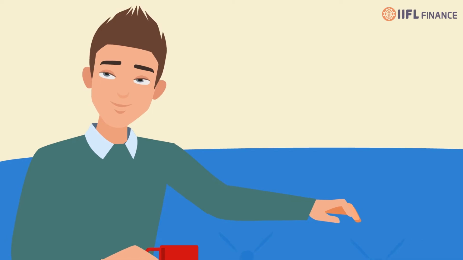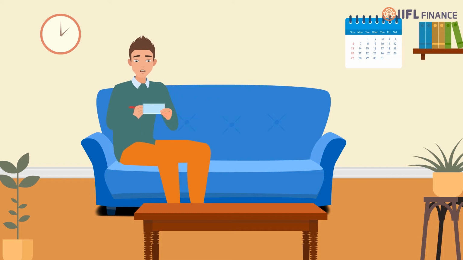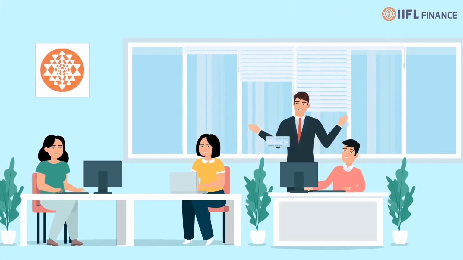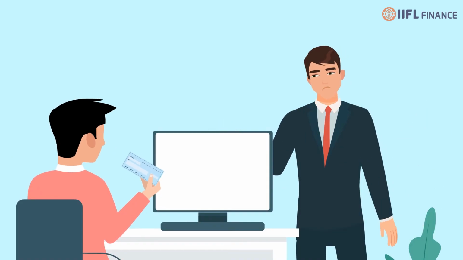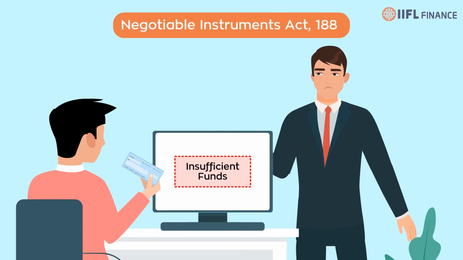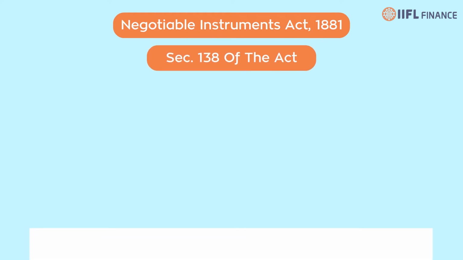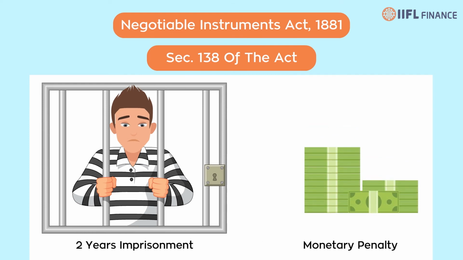As part of another recovery procedure, let's look at the process of check bouncing cases. At the time of obtaining the loan, Raj had deposited post-dated checks for creating security in favor of IIFL. If Raj defaults on the payment of the loan, IIFL can deposit these checks in order to realize the amount in its favor. However, if the check is returned with the endorsement funds insufficient, the Negotiable Instruments Act 1881 comes into play. According to Section 138 of the Act, the dishonoring of a check is a criminal offence and is punishable by imprisonment of up to 2 years or with a monetary penalty, or both.